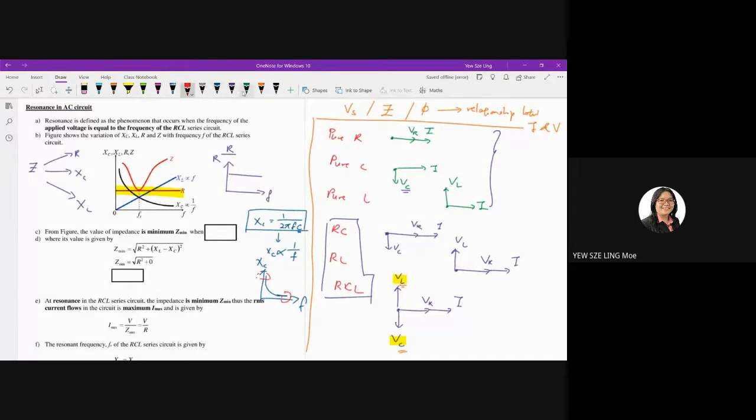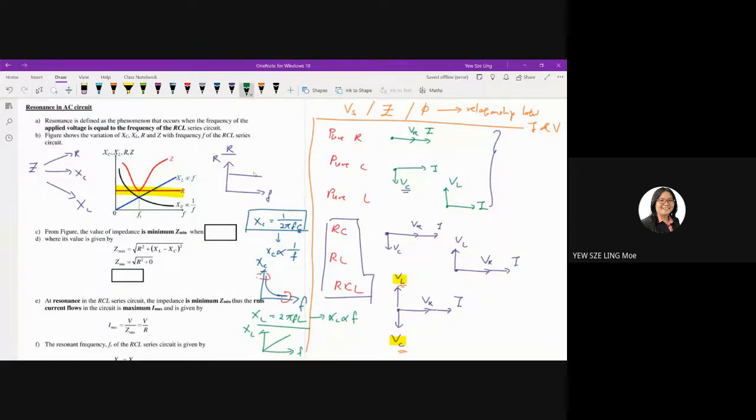Now then, how about XL? If you look at the equation for XL equals 2 pi FL, it tells you that XL is directly proportional to frequency, provided your inductance is a constant value. If you're using the same inductor, but now you change the values of the frequency, what are you going to get? You're going to get a linear graph because it is directly proportional. So when it comes to the XL against F graph, you're going to get a straight line graph.